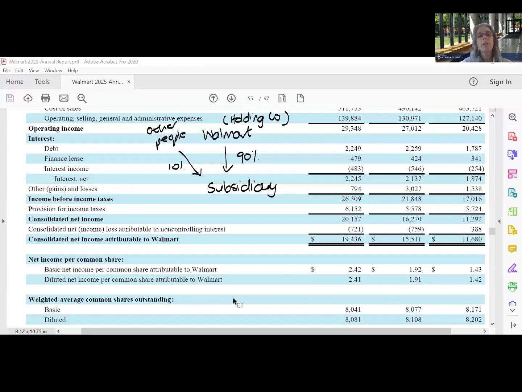When you look at the financial statements of Walmart, it's going to include all of the subsidiaries at the 100% level. So these numbers here, this net income before tax, all of this stuff is at the 100% level. But because Walmart doesn't actually own 100% of the subsidiary, they need to remove that 10%. So this 10% over here needs to come out. And the place that it comes out is over here. It's called non-controlling interest, or we call it NCI sometimes.